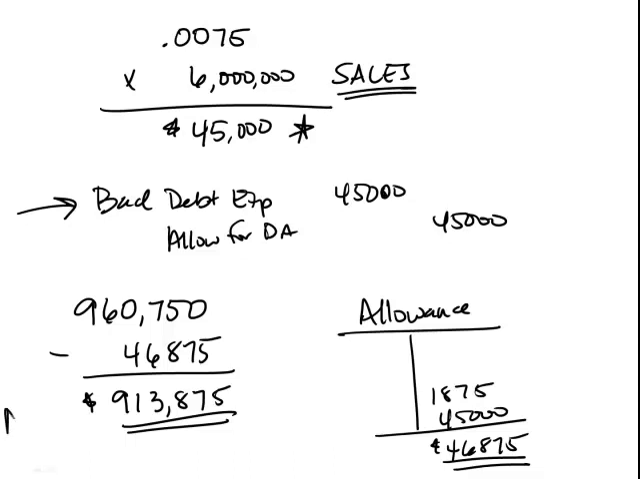Okay, so this is NRV. This is what will be on our balance sheet. It'll say accounts receivable balance $960,750 minus the $46,875 allowance for uncollectibles, and then we would have the $913,875.